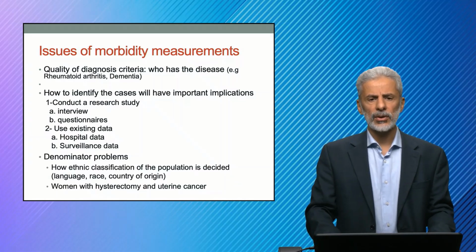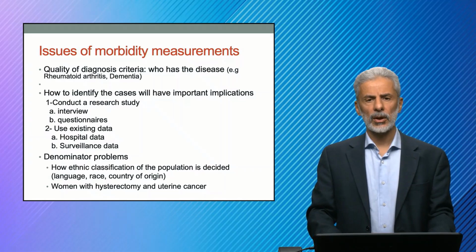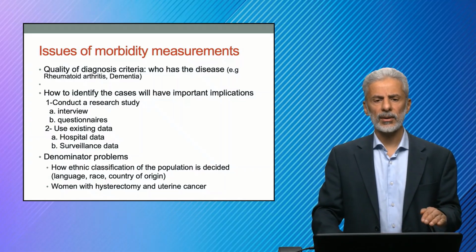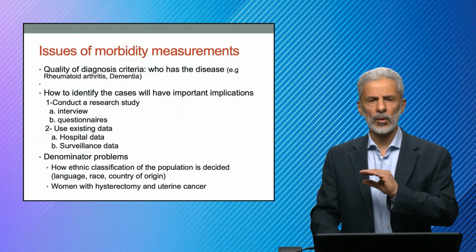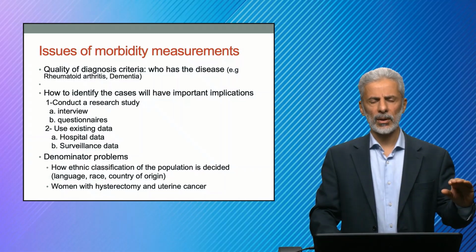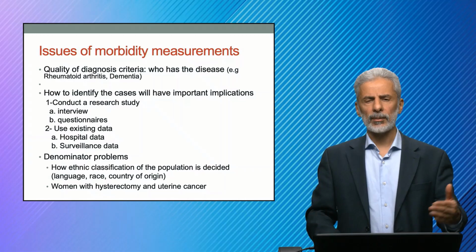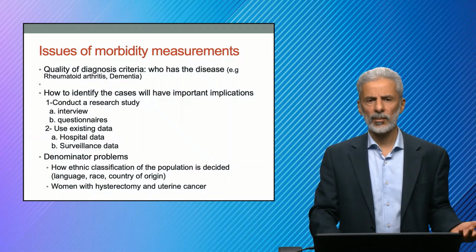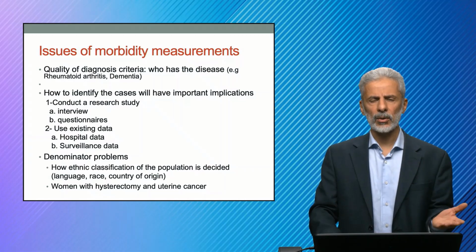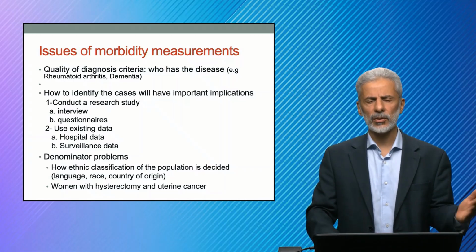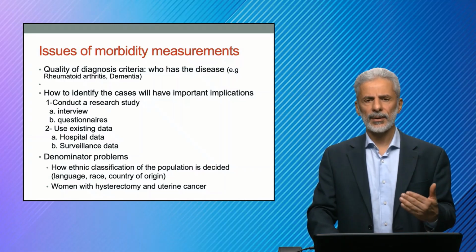The other issue is the denominator problems. As we described in the issue of hysterectomy, let's say we put the woman in the denominator because we're assuming all the women will be at risk of uterine cancer because all of them have a uterus, but that doesn't take into consideration the women who have their uterus removed for one reason or the other. They're no longer at risk, and yet they are included.